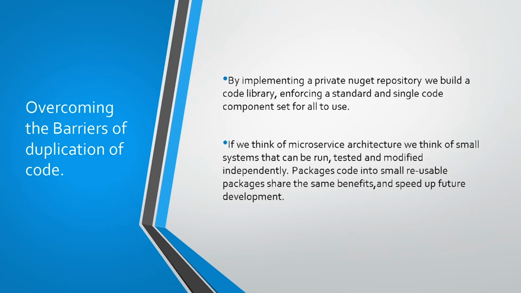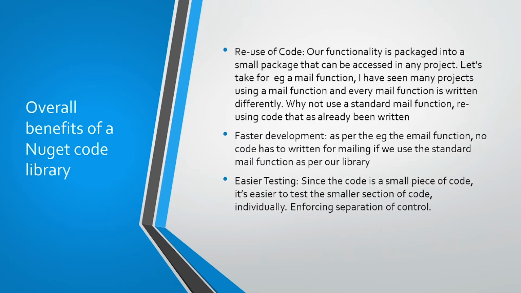Now, we can overcome this barrier of duplication of code by implementing a private NuGet repository where we build a code library. We enforce standards and a single code component set for all to be reused. If we think of a microservice architecture, we think of small systems that can be run, tested, and modified independently. Now, by compiling your code into smaller NuGet packages, we are basically doing the same thing on a code level. We share some of the same benefits and speed up your development time.